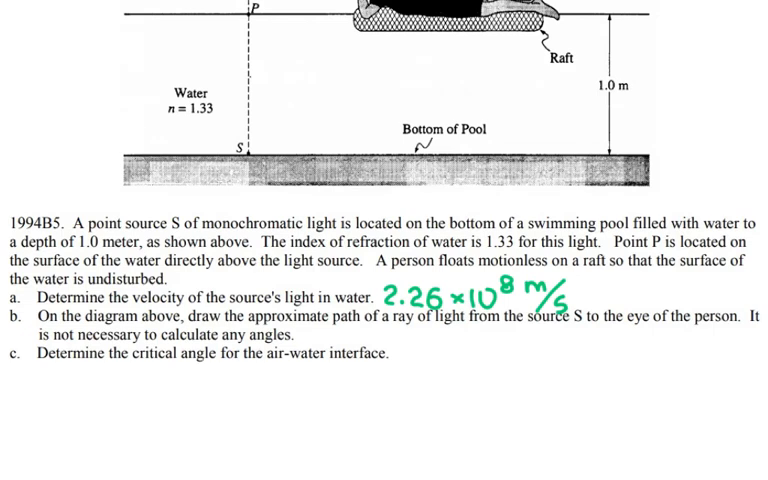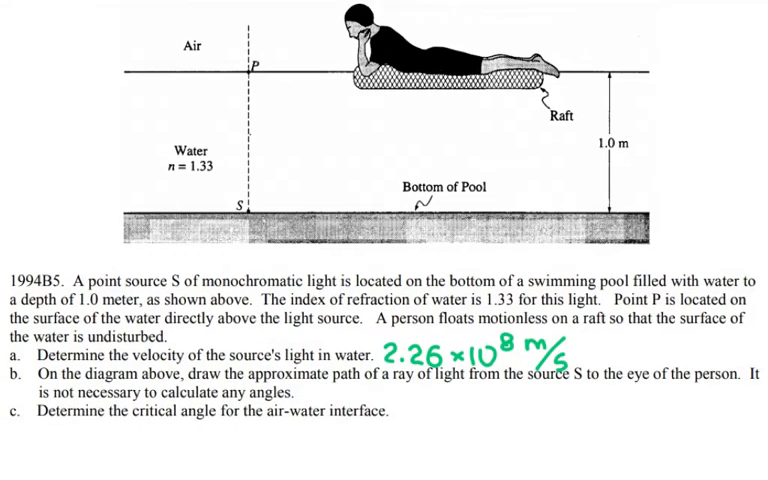For the next question, they say that on the diagram above, draw and approximate the path of the ray of light from the source S to the eye of the person. It is not necessary to calculate any angles yet. So when the light is coming from the source, it's coming from a more dense medium to a less dense medium.